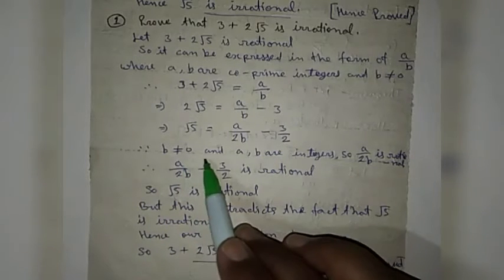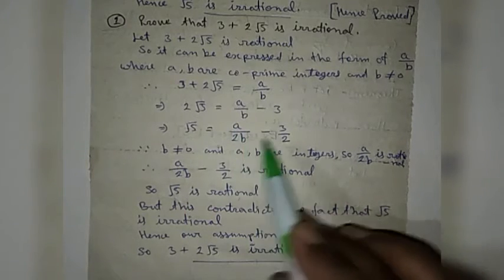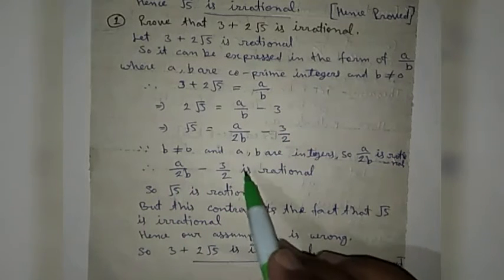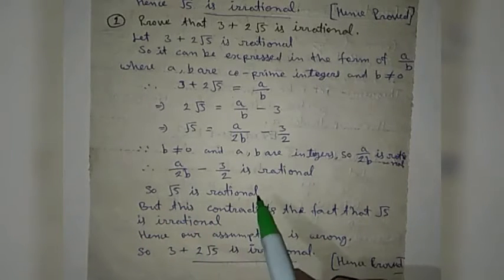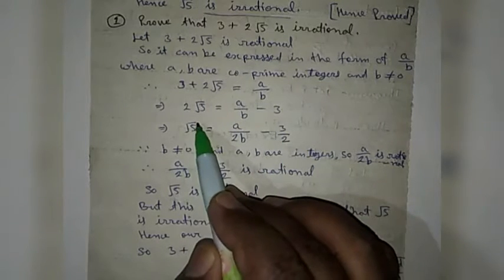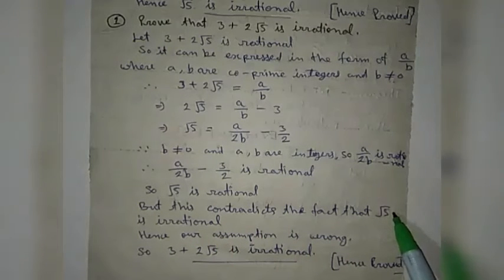Since b is not equal to 0 and a, b are integers, so a upon b is a rational number. A upon b is rational and 3 upon 2 is already rational. So a upon 2b minus 3 upon 2 is also a rational number. So here right hand side is a rational number. So root 5 will be also a rational number. But this contradicts the fact that root 5 is irrational. We have already proved that root 5 is irrational. Hence our assumption is wrong. So the statement 3 plus 2 root 5 is irrational.